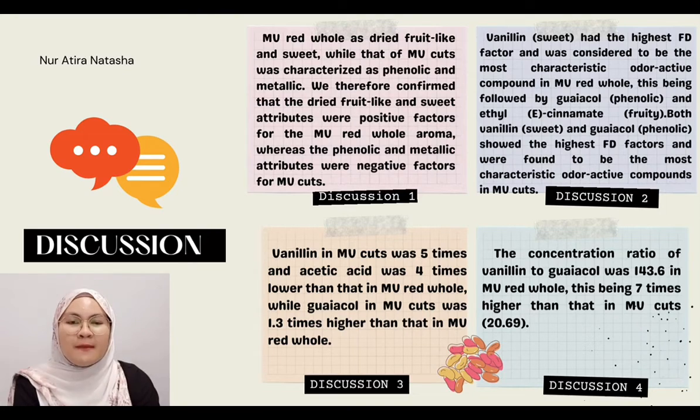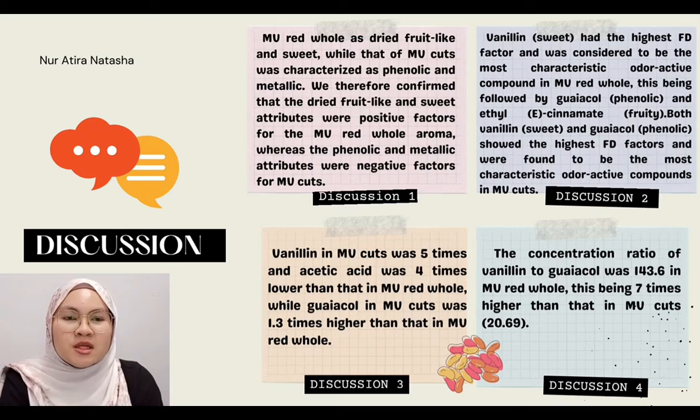Based on their odor qualities, vanillin and guaiacol respectively contribute to the sweet and phenolic attributes by the sensory evaluation, and both ethyl cinnamate and damascenone contribute to the resinous and dried fruit-like attributes. Next, although vanillin, acetic acid, and guaiacol were abundantly present in both samples, vanillin in MV cuts was 5 times lower and acetic acid was 4 times lower than in MV red hold, while guaiacol in MV cuts was 1.3 times higher than in MV red holds.